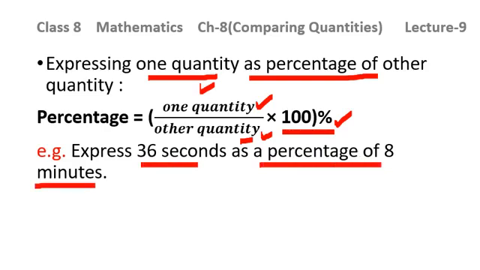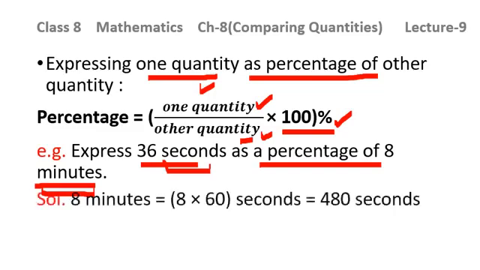First of all, the important point to note is this is given to you in seconds and this is given to you in minutes. You need to first either change seconds into minutes or minutes into seconds. That is up to you. So let us see. I have converted 8 minutes into seconds. 1 minute is equal to 60 seconds, so 8 into 60 seconds will be equal to 8 minutes. That will be 480 seconds.